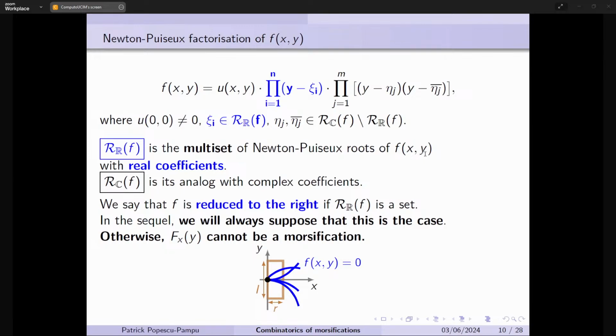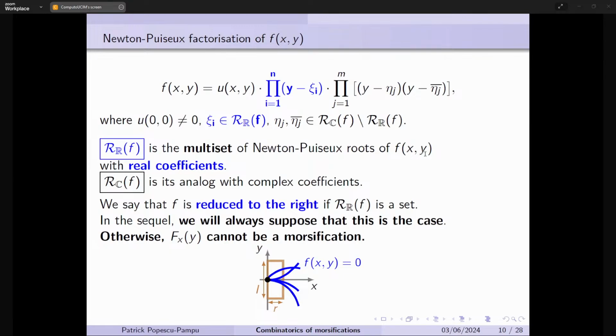And you see that here, exactly like for polynomials with real coefficients, we can say, well, some roots are reals, and the others come in pairs of complex conjugate ones. Here we do this for series. So we have first this part, which is a unit, which has real coefficients. Being a unit means that it does not vanish at the origin. Then the psi i's are in fact the real roots of f. This calligraphic R means roots of f, and the index R means that they have real coefficients. Eta j bars are simply the pairs of complex conjugate Newton-Puiseux roots.